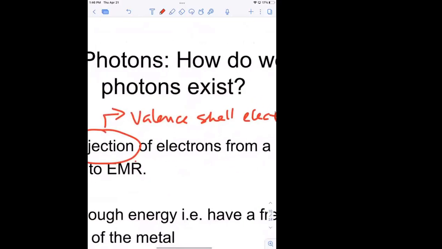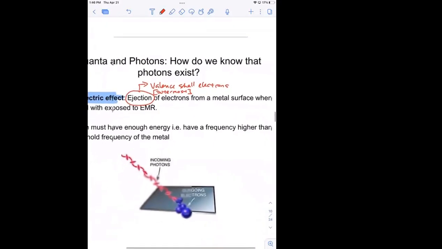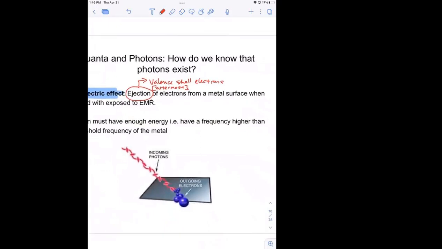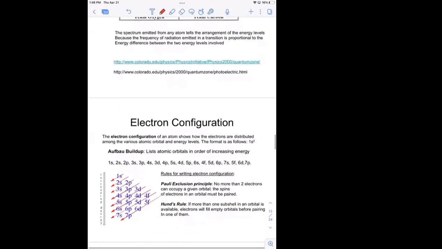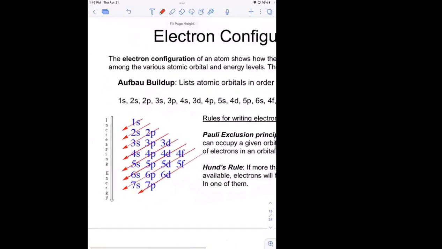Right? When we talk about the valence shell, what we mean is the outermost shell, which we're going to talk about, because that also leads us to another point of discussion, which is, well, where are the electrons that are being ejected, right? We need to know how they're organized. And so every atom has what we call an electron configuration.